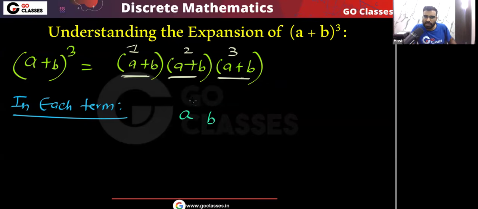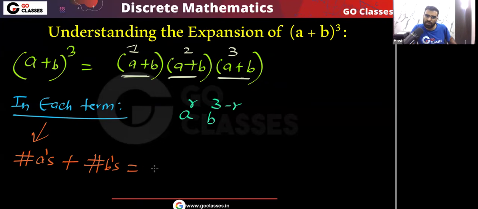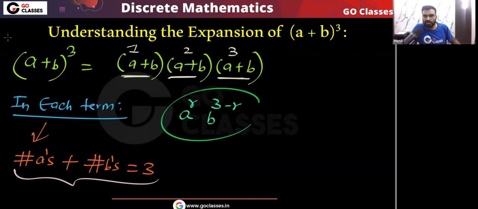The point is, if we have a power r, if r a's are coming, then how many b's will come? That will be 3 minus r, because the number of a plus the number of b will be 3. So this is the first observation, that in every term you can notice that the number of a's plus the number of b's will be equal to 3. Okay, how many a's will be there, how many b's will be there? So if we have r a's, then the number of b's will be 3 minus r. Very simple. Okay, now this is the first observation.